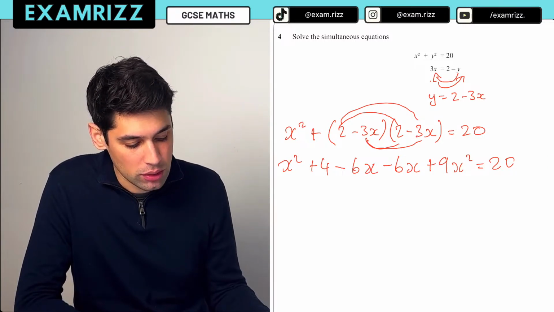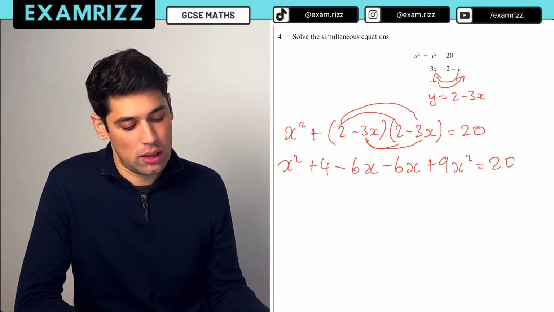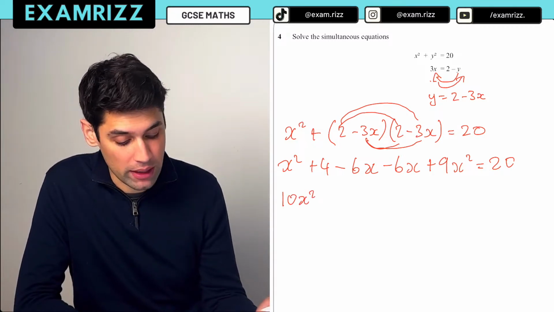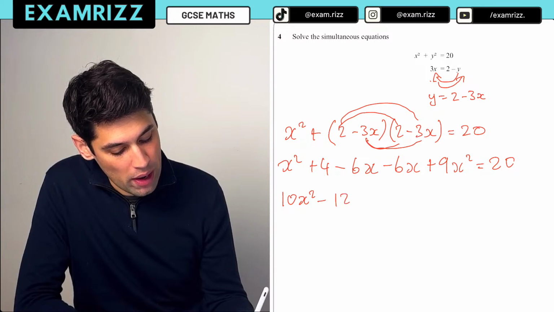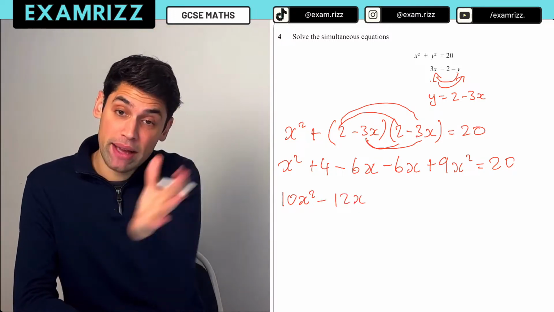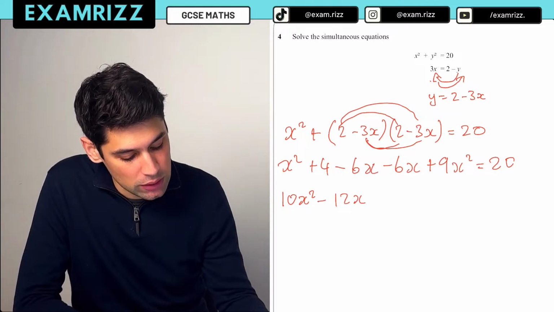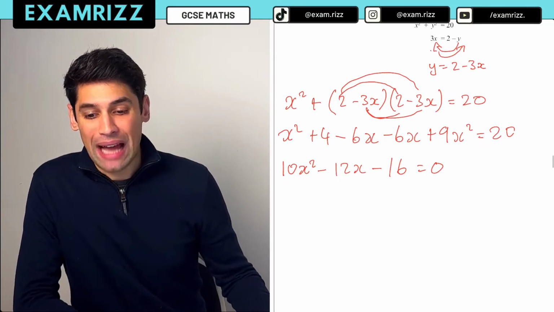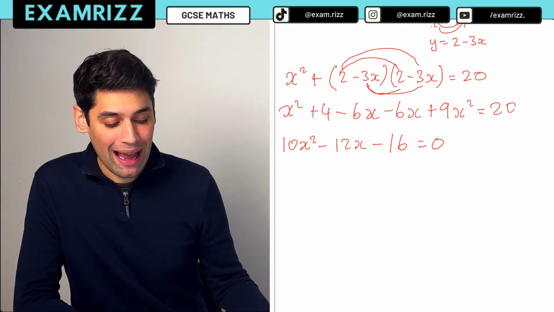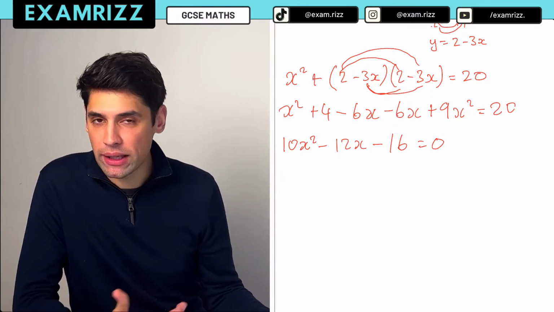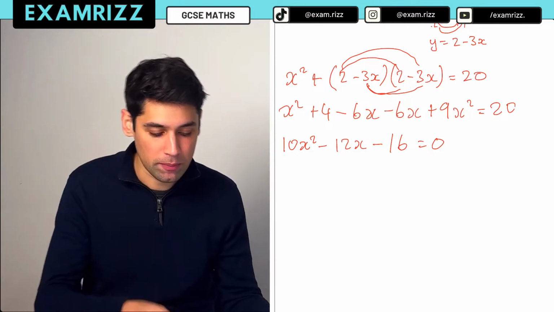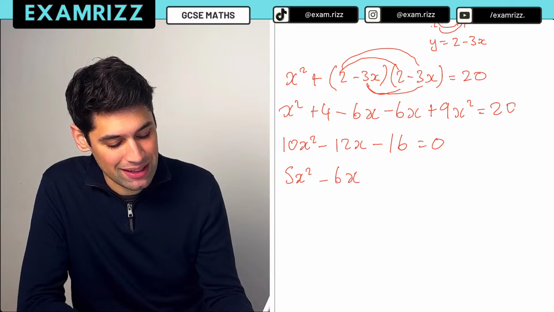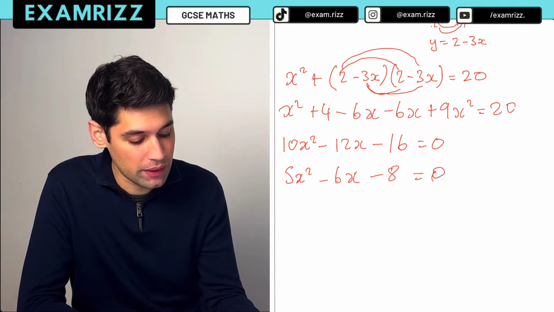Going to collect like terms, make it equal to 0, and see what we got. So in total, we're going to have 10x squared. That's a lot of x squared. Minus 12x. And then we have a 4. We're going to minus the 20, bring the 20 over to the left-hand side to create minus 16 equals 0. So as has been the case with the previous ones, we can simplify this quadratic down. We can divide it, but it's not going to divide down to just 1x squared. We divide everything by 2, and we're going to create 5x squared minus 6x minus 8 equals 0.